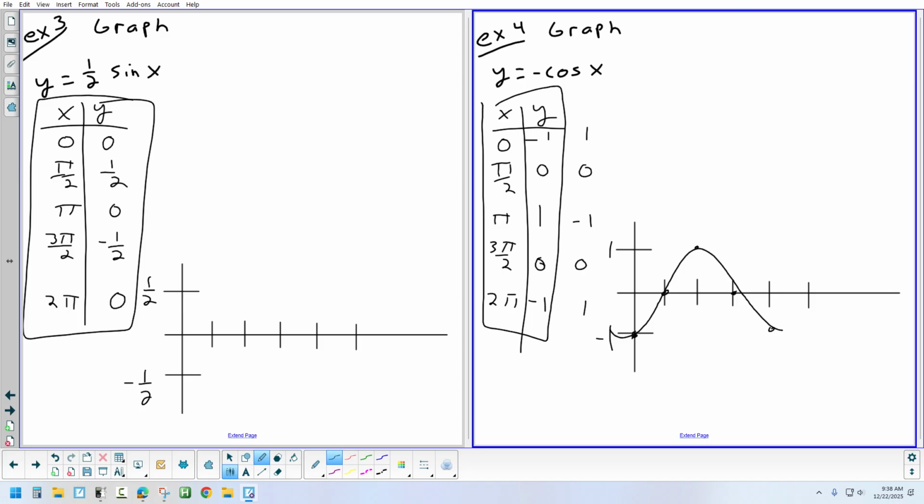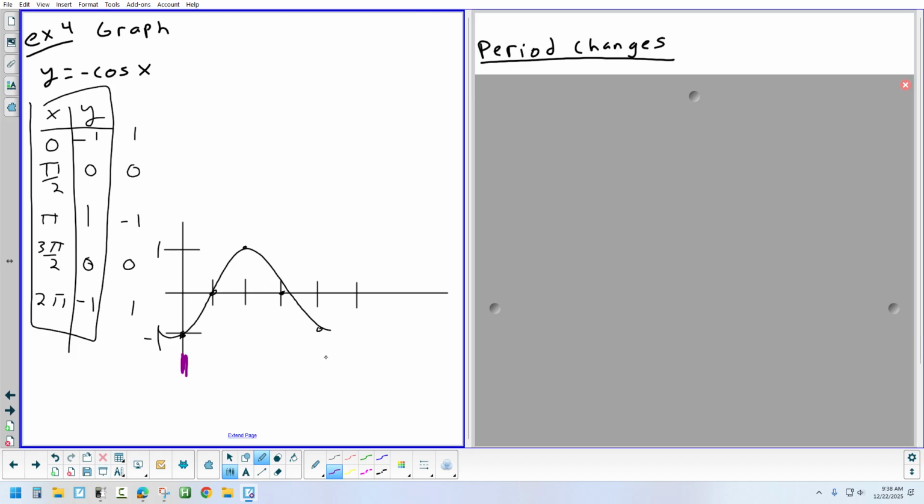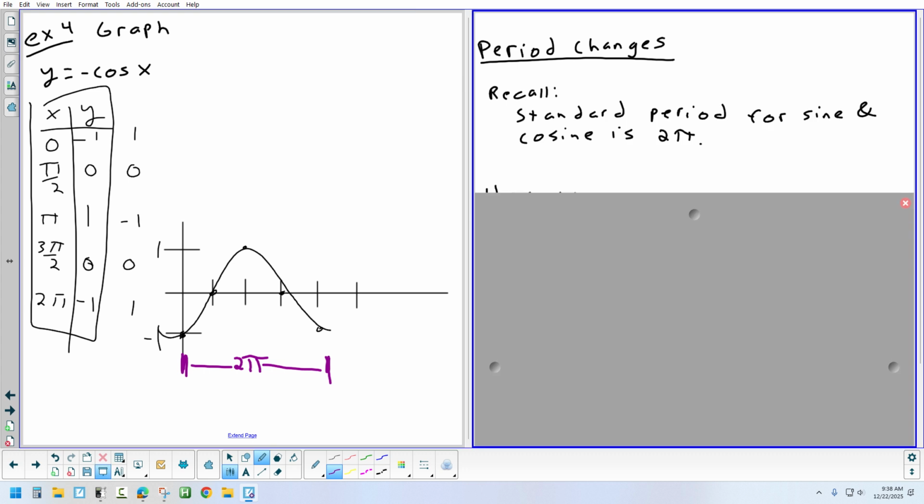All right, so last transformation. The last transformation is when we stretch or compress horizontally, and they call that a period change. What's been the period of every graph we've done so far? If you measure the distance from the start point to the stop point, they've all had a length of how much? 2 pi. They've all been 2 pi. Every single one of them. When you stretch or compress horizontally, that 2 pi can change. It's not going to be 2 pi anymore.